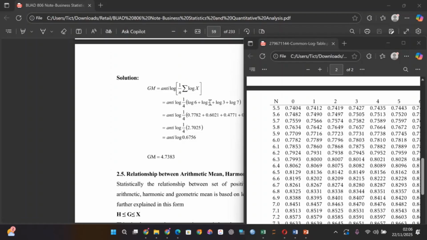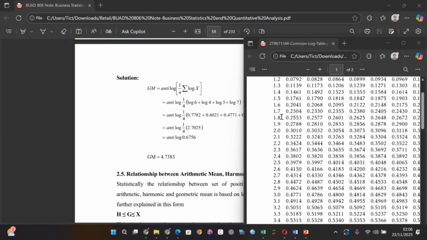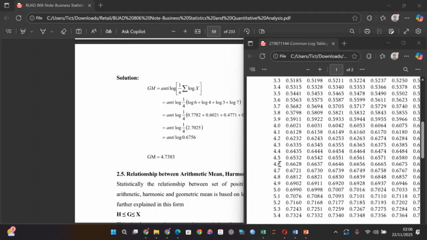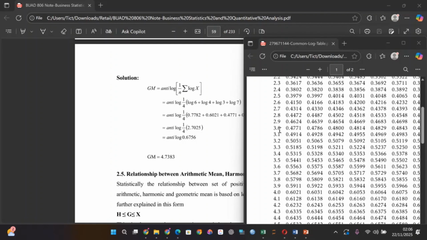Log 4, you check on this same column of n, you can see 4.0 gives you 0.6021, which is this one. Then log 3 is going to be 3.0, then it's going to be 0.771. That's what they're going to give you.